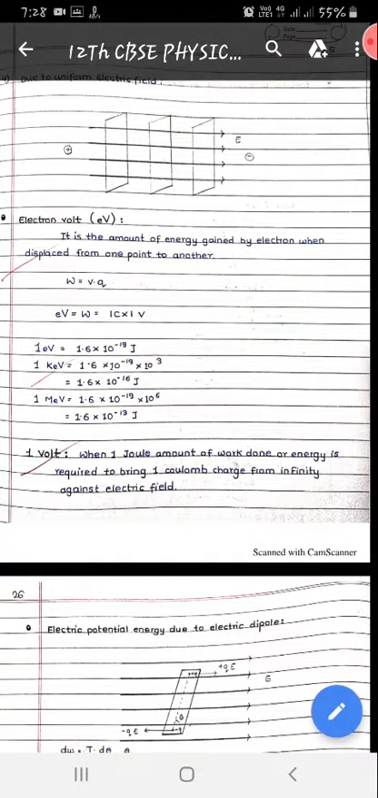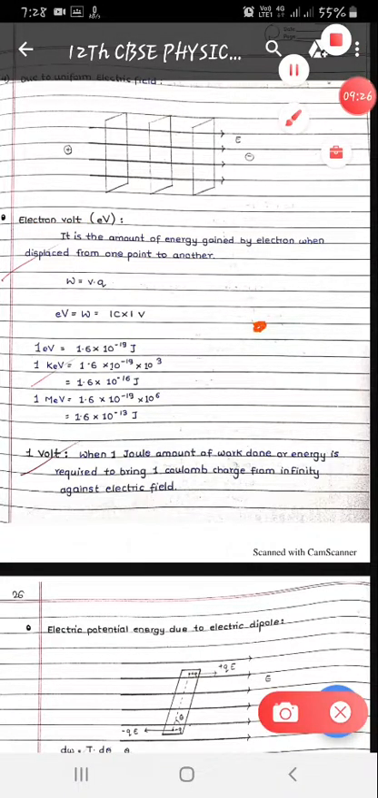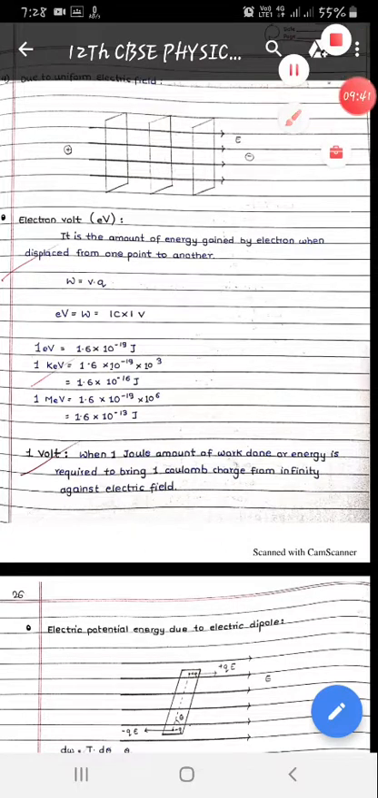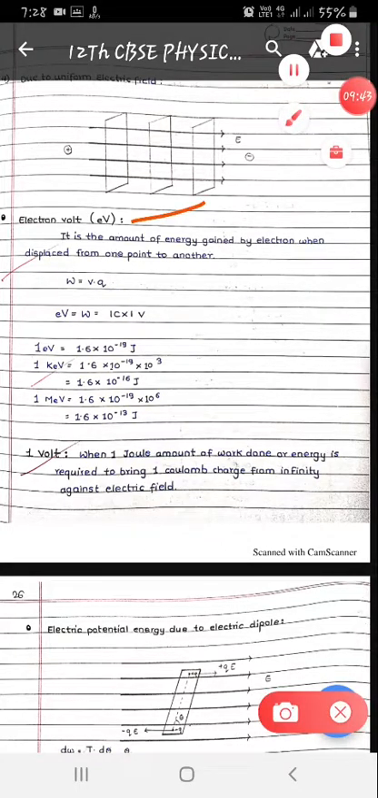Suppose initially the electron is at place A, and it is moving from A to B. Then this electron will gain some energy, and that energy can be calculated by a simple unit called the electron volt. So once again my dear students, this is a very easy definition: electron volt is the amount of energy gained by an electron when it is displaced from one point to another point.